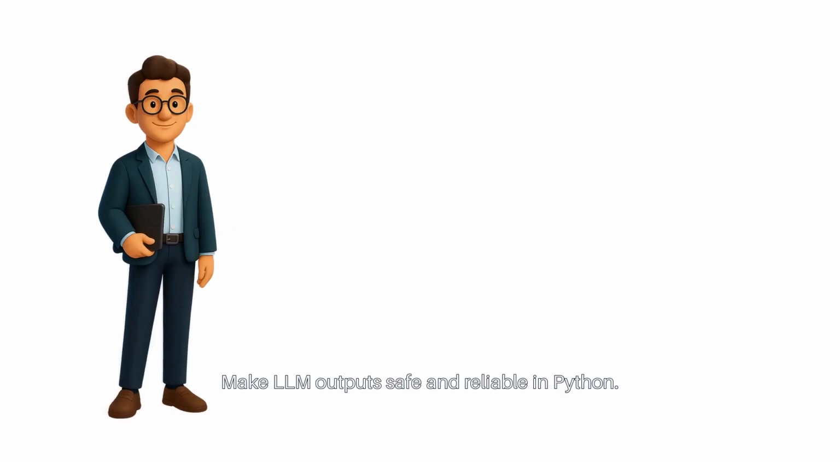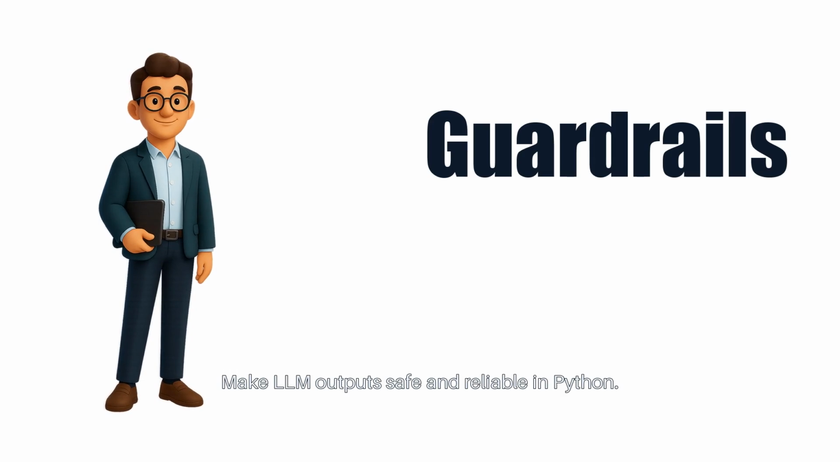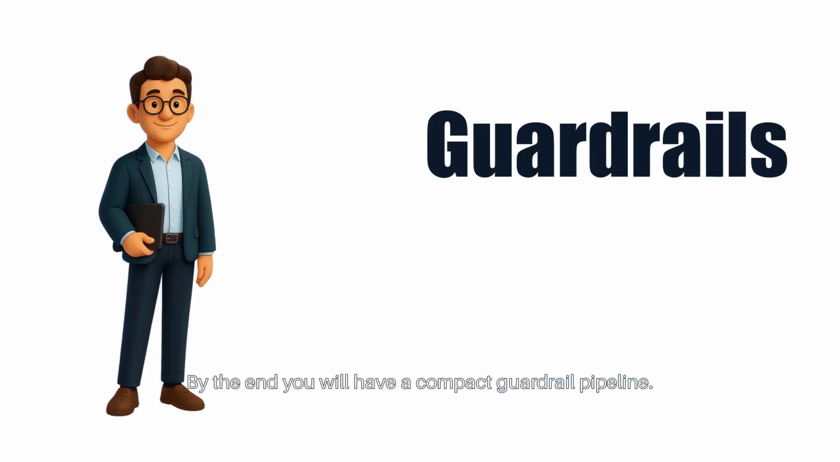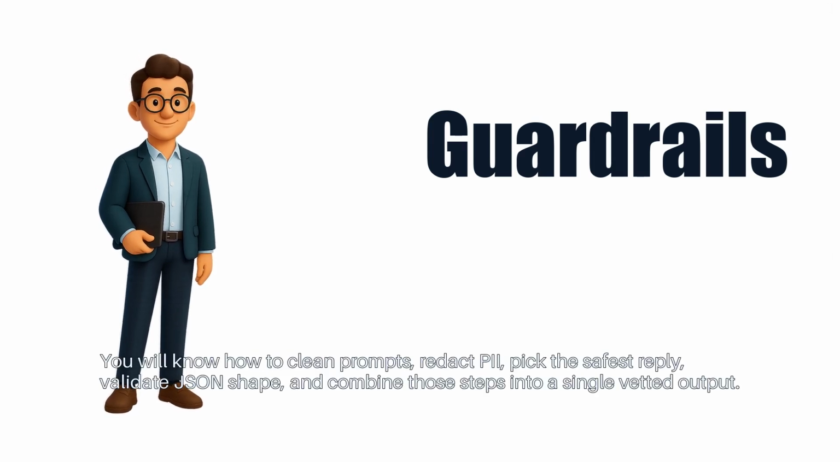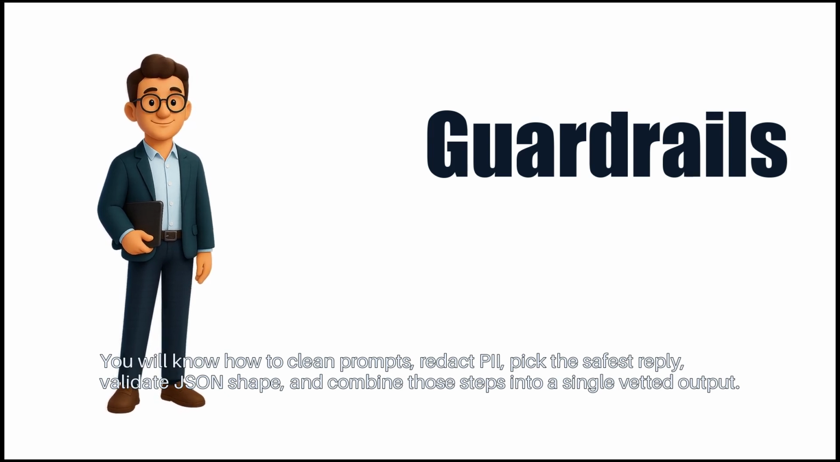Make LLM outputs safe and reliable in Python. By the end, you will have a compact guardrail pipeline. You will know how to clean prompts, redact PII, pick the safest reply, validate JSON shape, and combine those steps into a single vetted output.